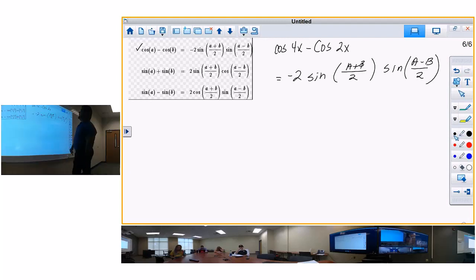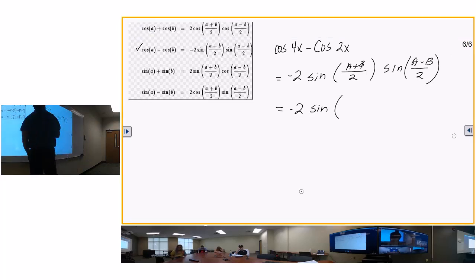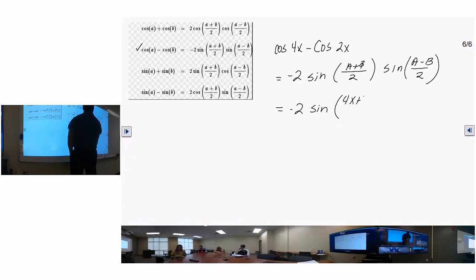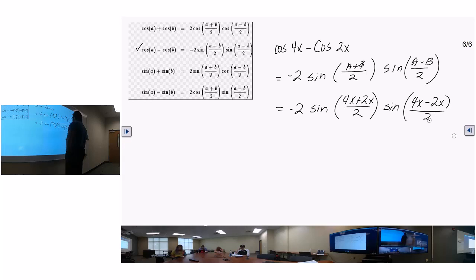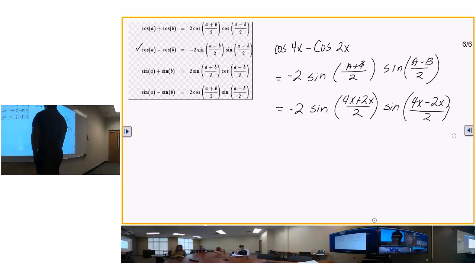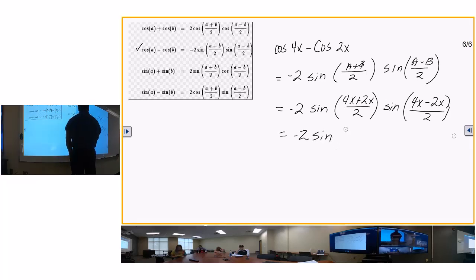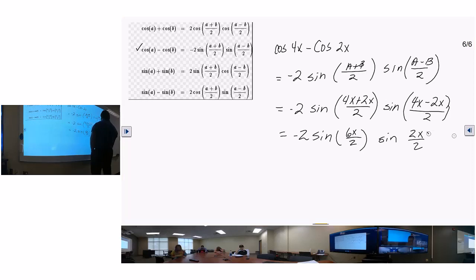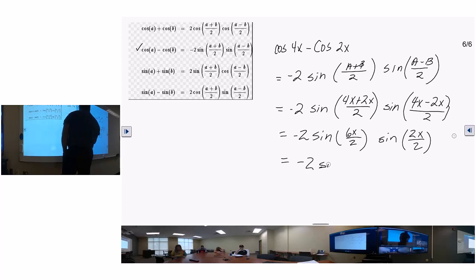Let's go with equals negative 2 sine of 4x plus 2x over 2 times the sine of 4x minus 2x over 2. And that's going to be negative 2 sine of 6x over 2, times the sine of 2x over 2. Negative 2 sine of 3x.